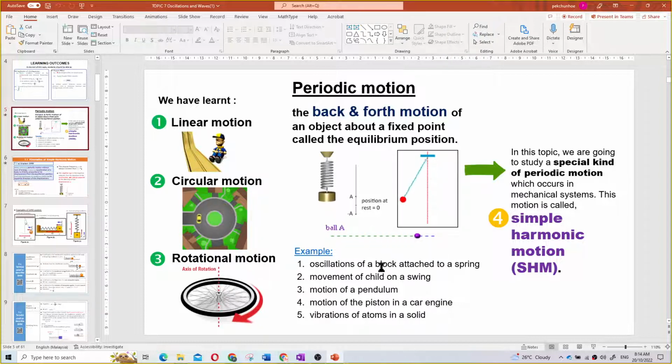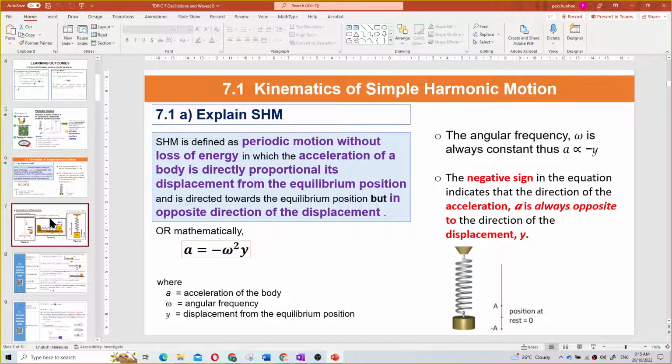Isn't it? Oscillation of a block, one block. Movement of a child on a swing, just one child. Motion of a pendulum, just one pendulum. Motion of a piston in a car engine, just one piston. Vibration of an atom in a solid. We are looking at just one atom. So everything is just one particle. You see that? That is for simple harmonic motion: oscillation of just one particle.